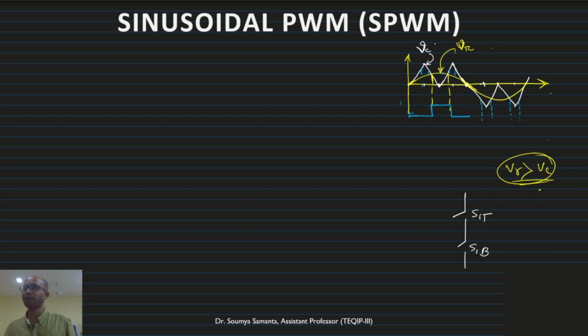Now if the magnitude of the sine wave increases or decreases, the width of the pulse will also increase or decrease. So this is how we can control the pulse width. And this type of PWM generation, pulse width modulation generation, is called the sinusoidal pulse width modulation. There are two types of sinusoidal pulse width modulation for single phase inverter control, if I say, unipolar and bipolar.